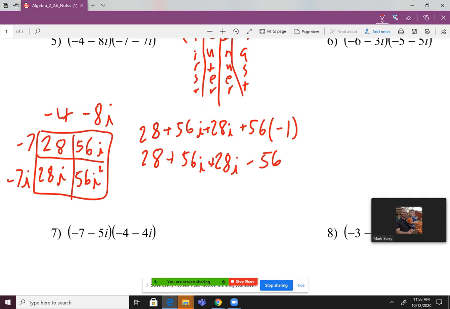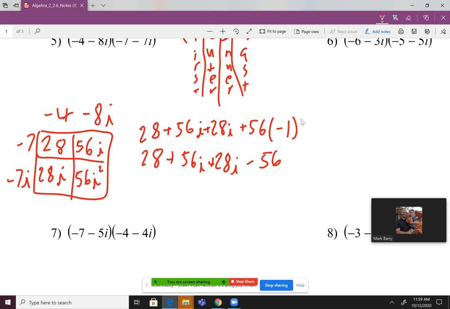Now, if you guys want to know a shortcut that a lot of people do with these, whenever they have an i squared, they just take the number that it's attached to and switch it to the opposite, and then the i squared goes away. So if we have 56i squared, that's going to turn into negative 56. And if we have negative 56i squared, that's going to turn into positive 56, okay? So we're going to see that shortcut as we go along. For now, I would say just show it with that negative 1 right there, okay?